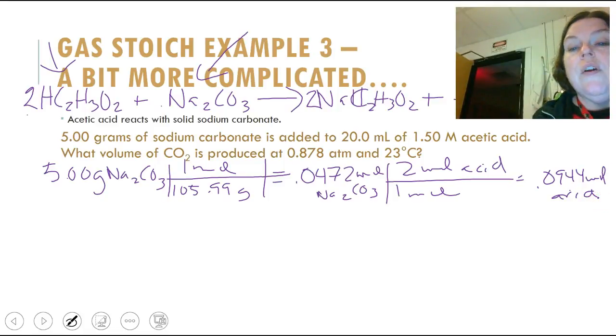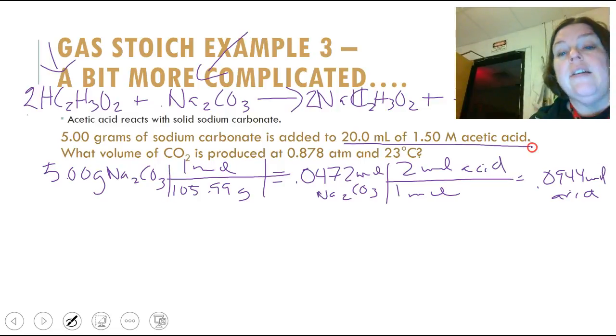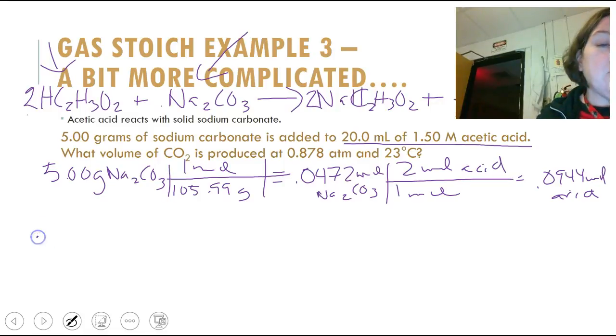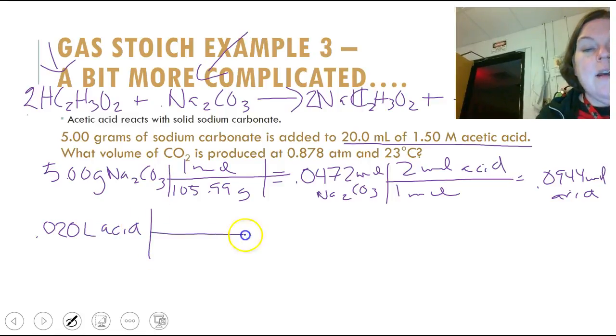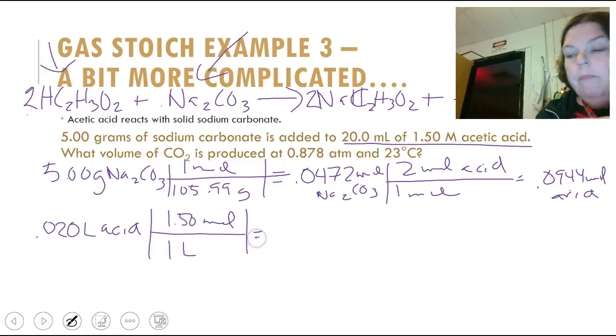So now I have to go over here. How much acid do I have, in fact? You can see I have molarity. So the first thing I'm going to do is change to liters: 0.020 liters of acid times 1.5 moles of acid in 1 liter of acid. And I have 0.030 moles of acid.